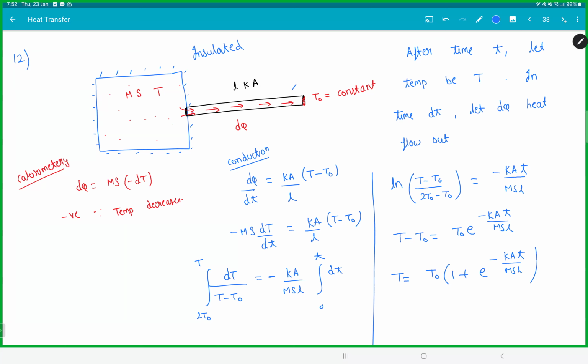Advanced paper setters are smart. They'll give two options, e power minus Kat and e power minus 2Kat. You're dead. You can't guess that. That's why you should know how to solve. Maybe in mains you can still guess a bit, but in advanced they will slaughter you. It's pretty difficult to guess in advanced. Have a look at the steps. So basically it takes infinite time for the temperature to drop.